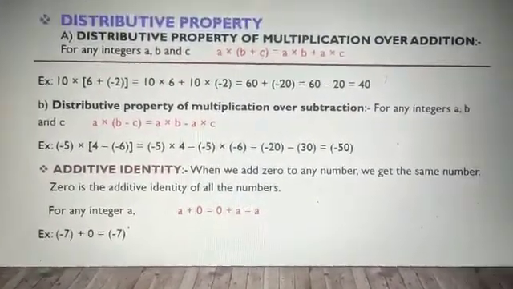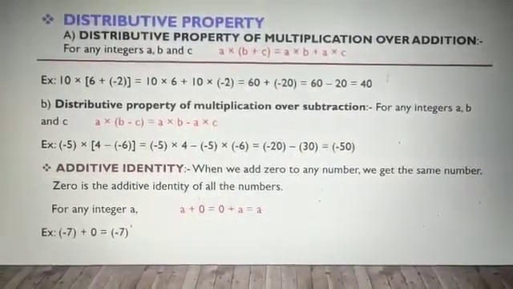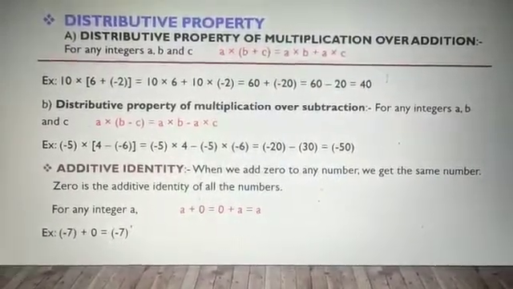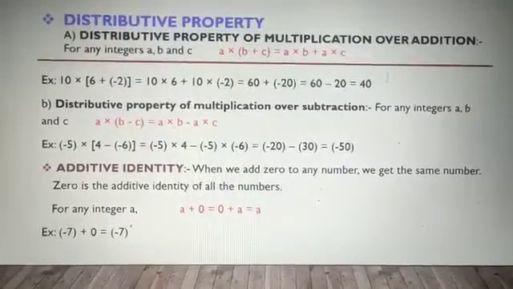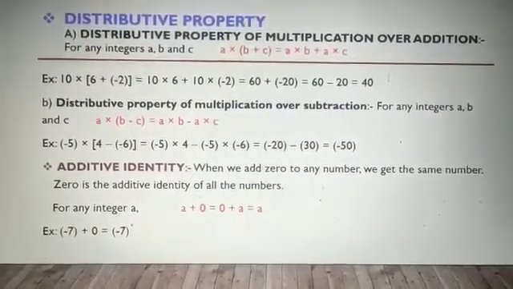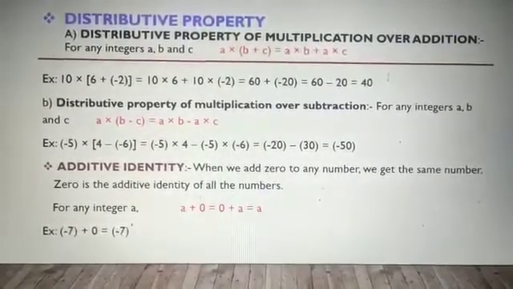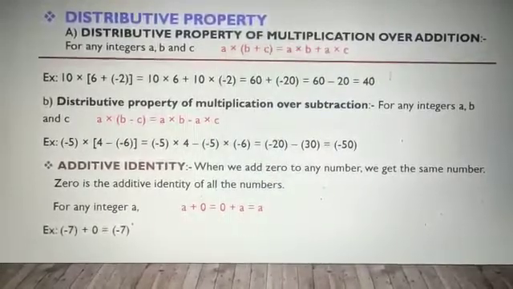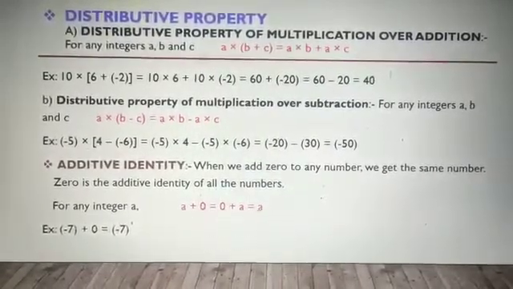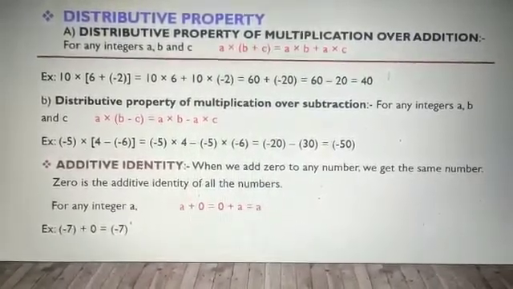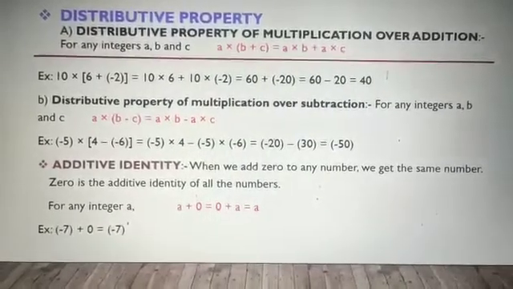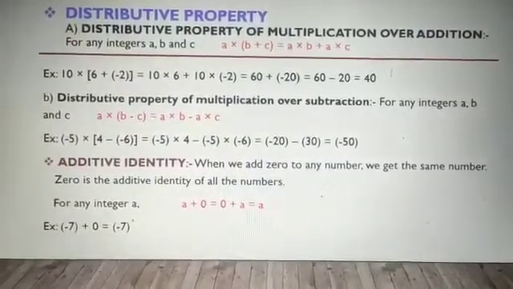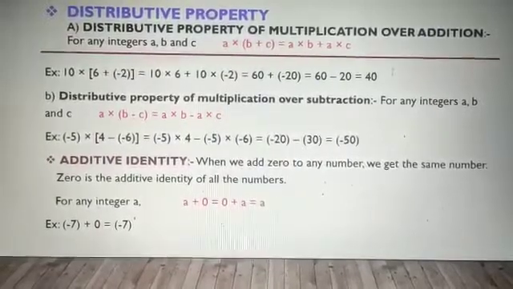Now distributive property of multiplication over subtraction. Now in this, if you see, in the bracket we are having a minus sign. That is why it is called distributive property of multiplication over subtraction. So a into b minus c will be equals to a into b minus a into c.